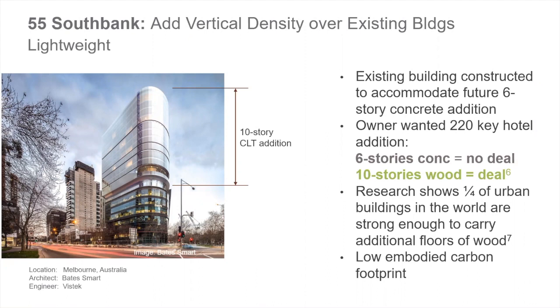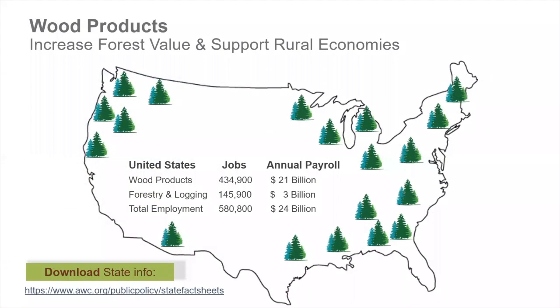Research has shown that about 1/4 of the urban buildings in the world are strong enough to carry additional floors of wood. Wood significantly contributes to the US economy as well by supporting rural economies and increases forest value as well. In 2018, the wood products industry supported 434,900 jobs in the US with a payroll of roughly 21 billion.